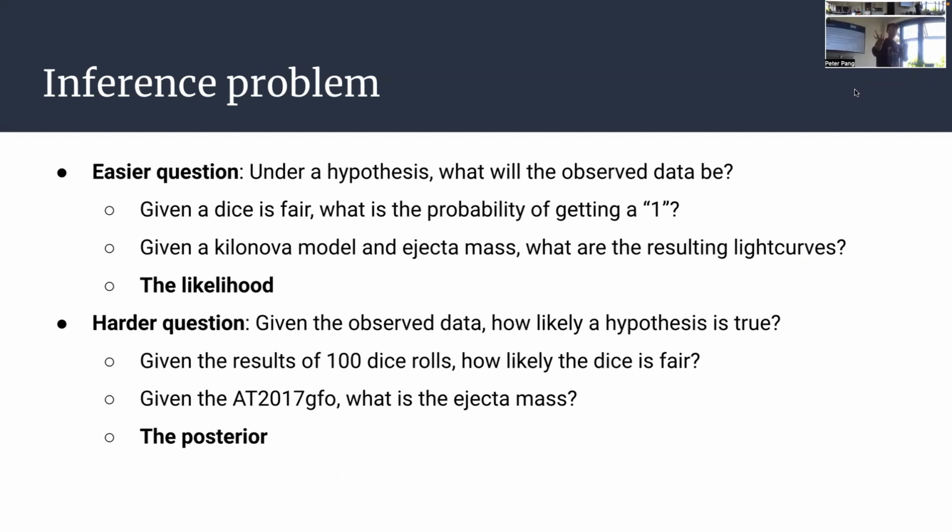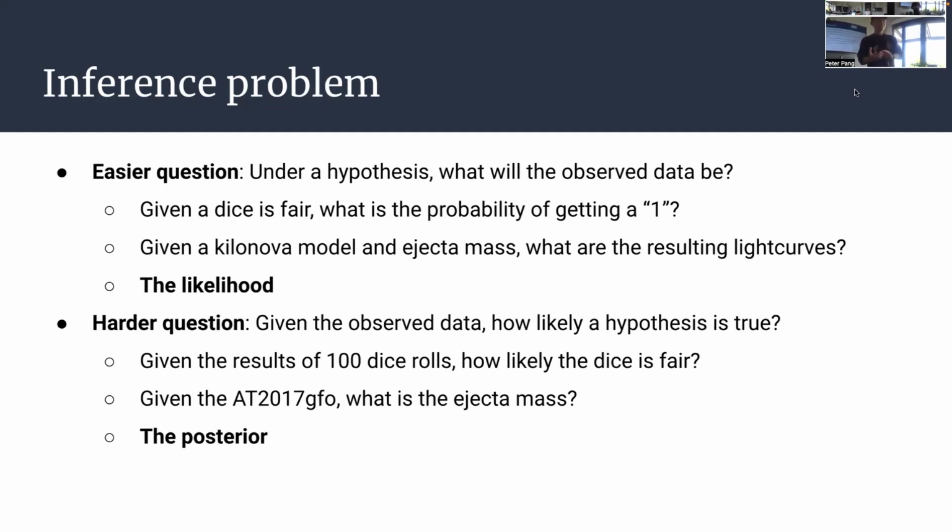We flip the question. Given the data, how likely is a hypothesis to be true? For instance, given I have a dice and I rolled it 100 times, and given all these outcomes, how likely is the dice actually fair? And how confident am I that this is a fair or not fair dice? This is a bit harder to answer. I don't think even a 60-year-old could answer this question.